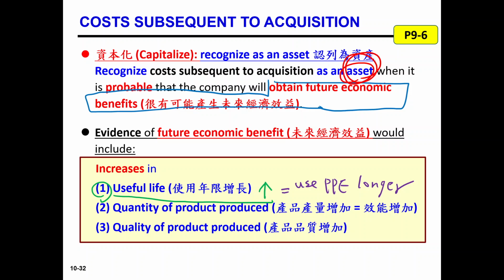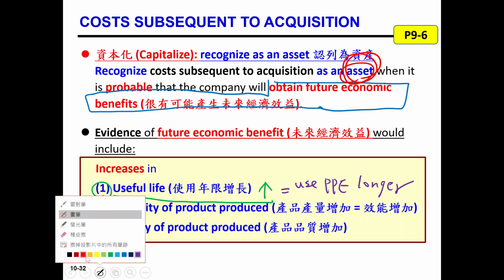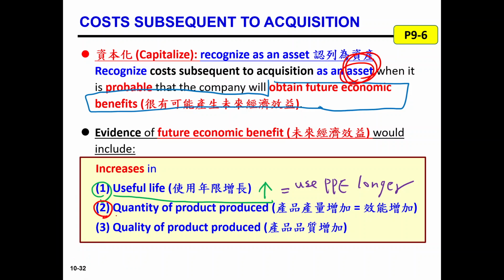Can you get future economic benefit? Yes, you got 20 units more, right? Since you got 20 units more, it means you can sell the products to customers to get 20 units of money back, right? So of course, I have a future economic benefit for your second indicator. So what's that? Quantities, okay? So when your quantity increases, it means you produce more products.